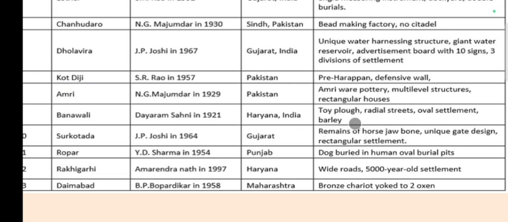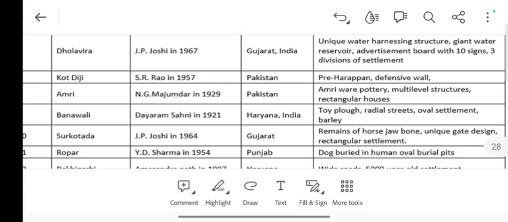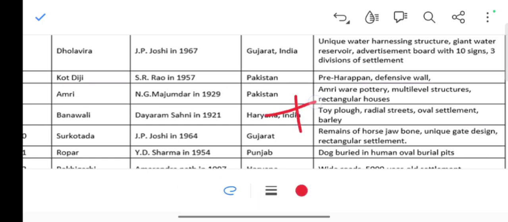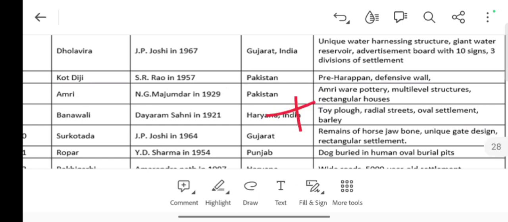Toy plough, which I already mentioned in the agricultural part. They used wooden plows, so you can find toy plows. Radial streets means streets arranged like this, I'll show you how it is located. Streets are arranged like that.